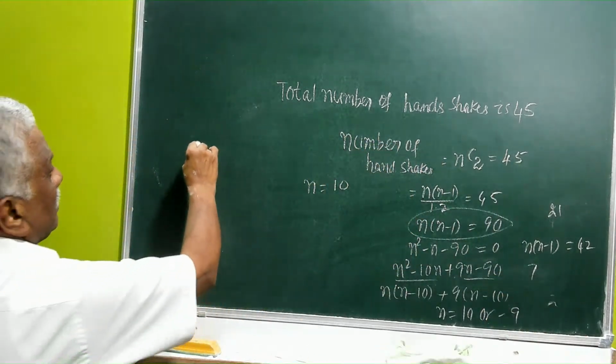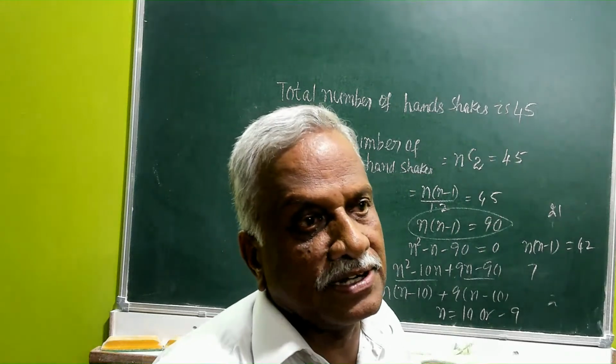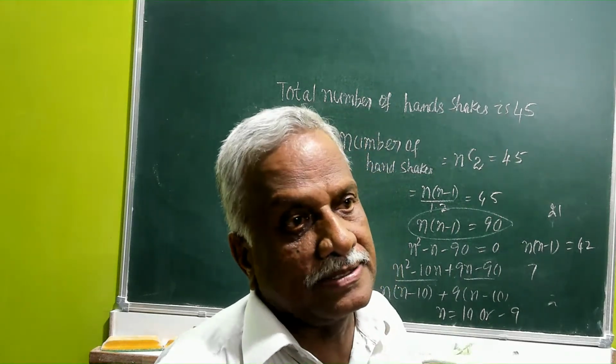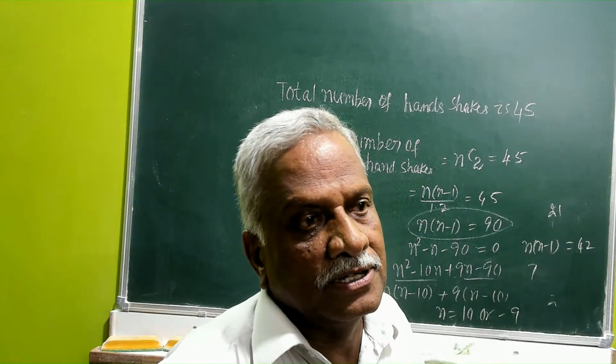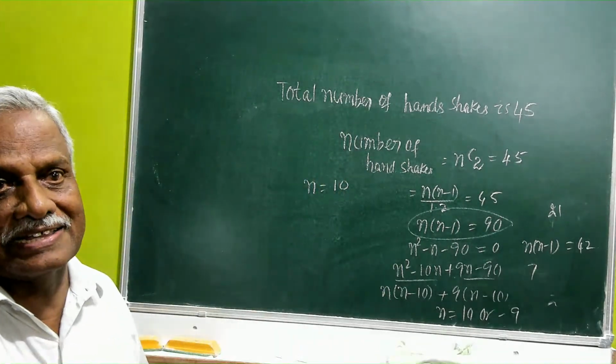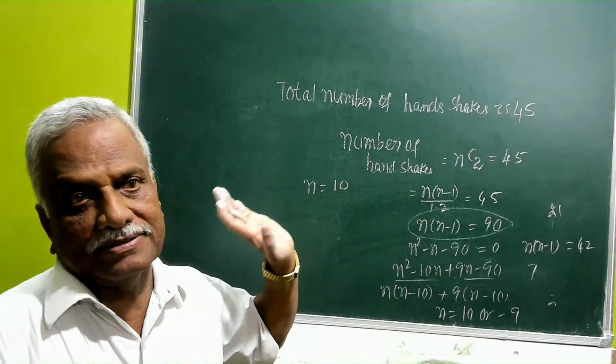So you can always remember 4 into 5 is 20, 5 into 6 is 30. Consecutive integers. 11 into 12 is how much? 120 plus 11. So you can calculate like that. So orally you can work this problem instead of solving a simultaneous equation.